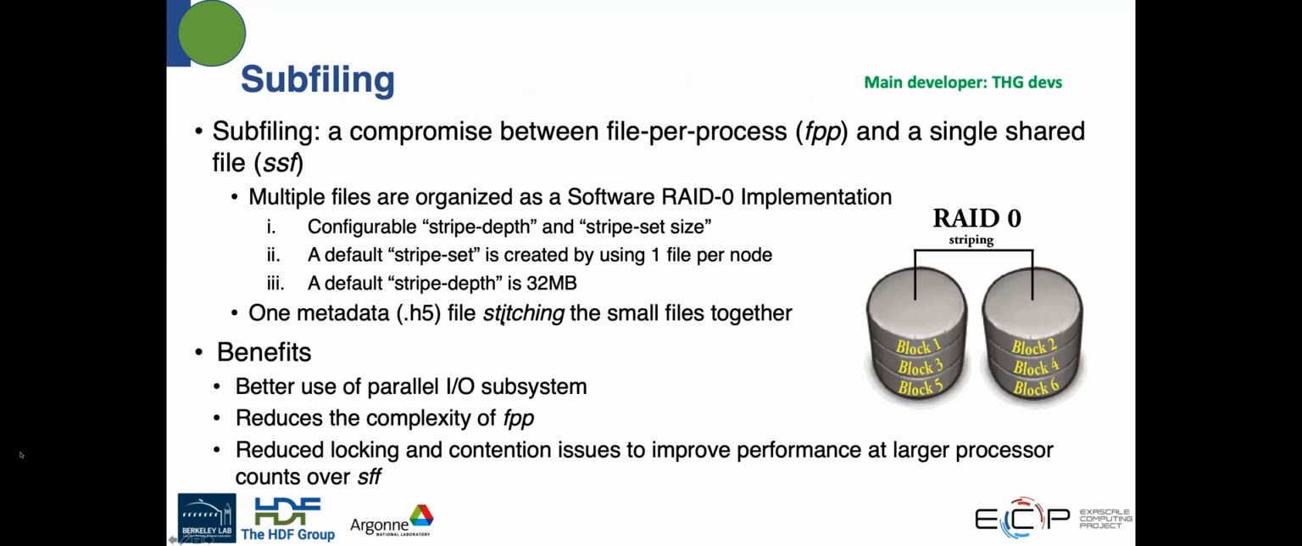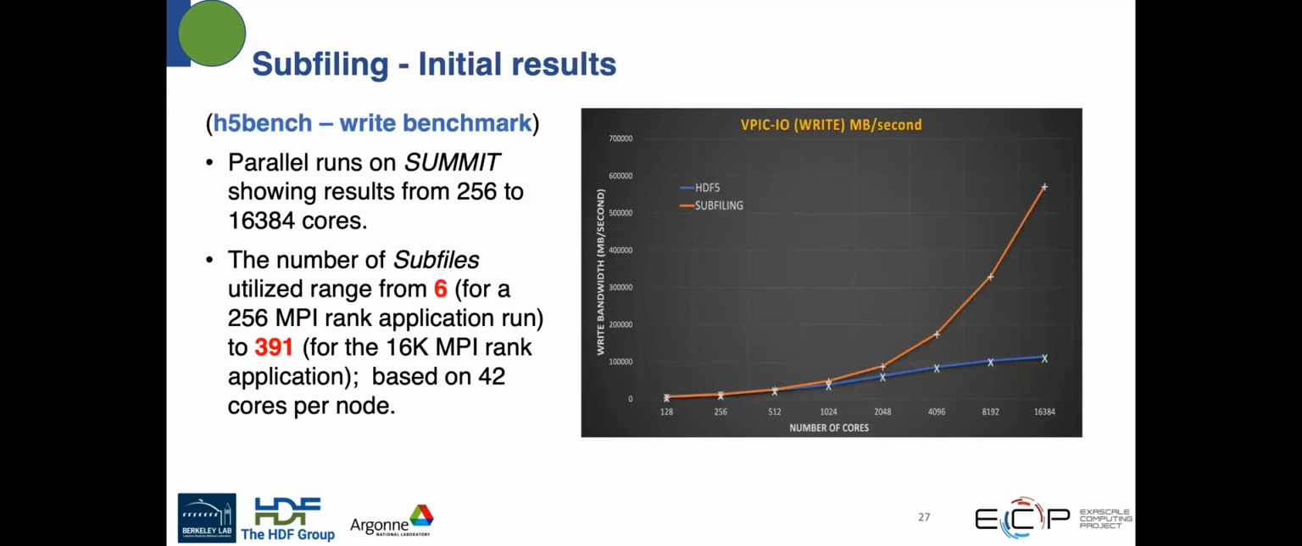So let's talk about subfiling, which is a compromise between file per process and single shared file. HDF5 has been storing the data as a single shared file for a long time, but it has various issues with locking on the file system. So now we are developing a new subfiling feature that allows, instead of creating either a file per process or a single shared file, something somewhere in between, and the user can configure all those options. The initial performance shows significant benefit as expected on Summit.